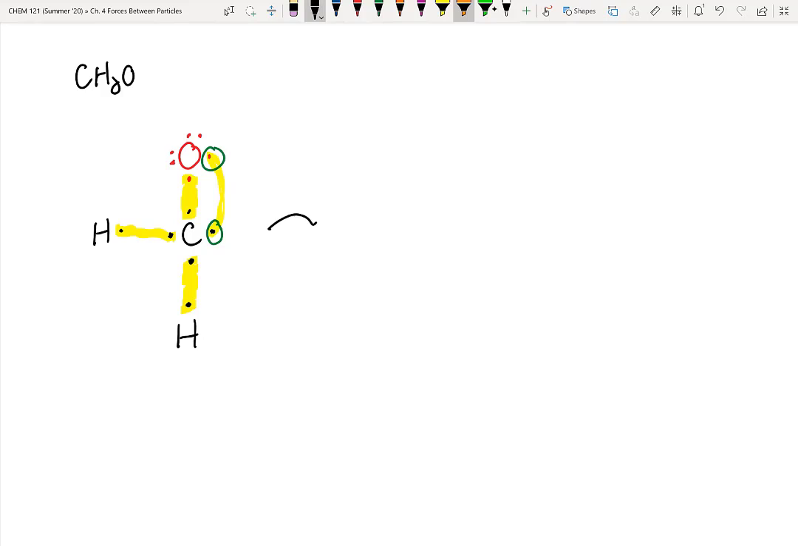So let's clean this up, make it look nicer. That would give us a molecule with a double bond to oxygen and 2 lone pairs left over. And then we'd have 2 hydrogens. Does that make sense?